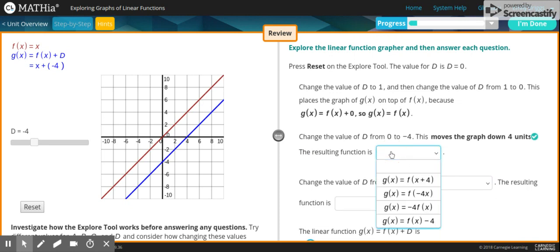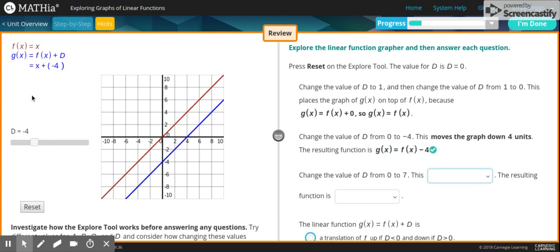The resulting function is not g of x equals -4 times f of x, because that is going to dilate it. But it's f of x minus 4, because anytime it's outside of the parentheses, it's changing whether or not it goes up or down.